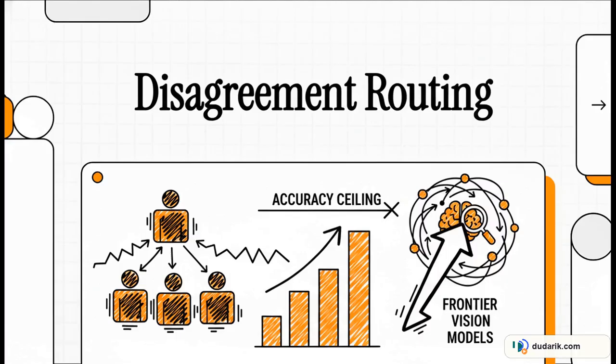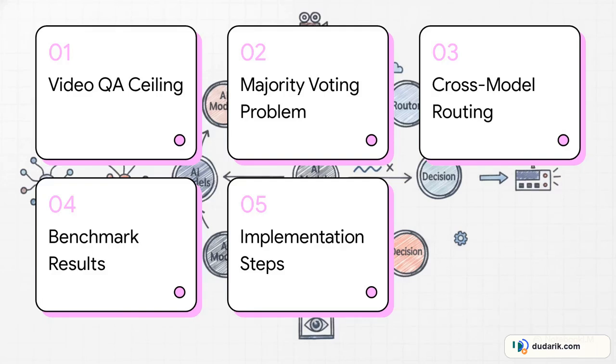It's a real game changer. So let's get right into the engineering. Okay, let's dive into this with a clear roadmap for our engineering deep dive today. We'll cover the video QA accuracy ceiling, the problem with majority voting, how cross-model routing actually works, the benchmark results, and finally, exactly how to implement this in your own stack.